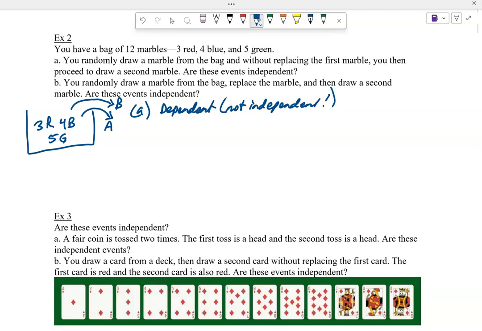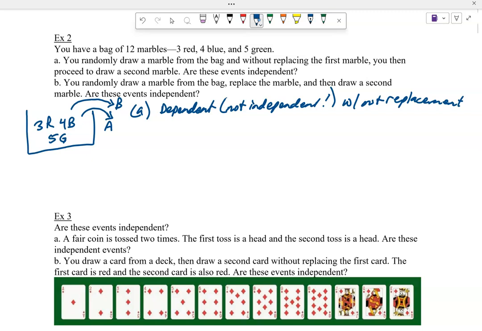All right, because this is a without replacement. I did not put the marble back in, right? So I only have 11 marbles in there when I go to draw the second one. So event A affected event B.